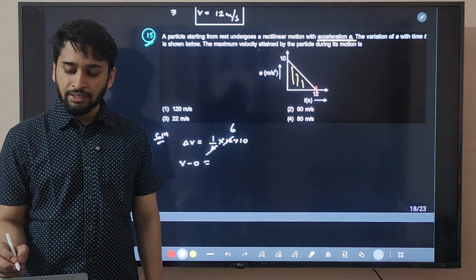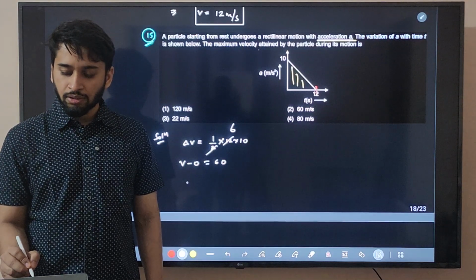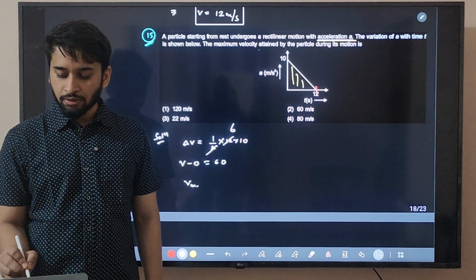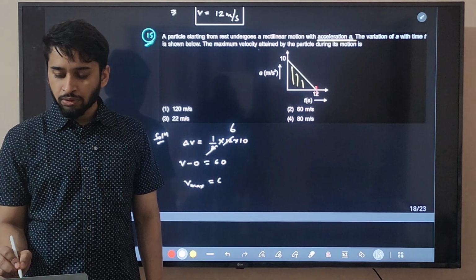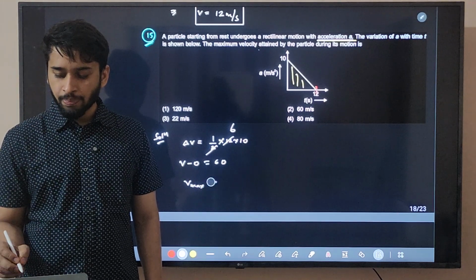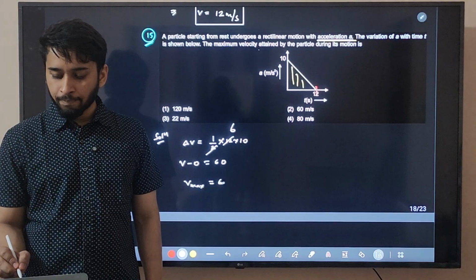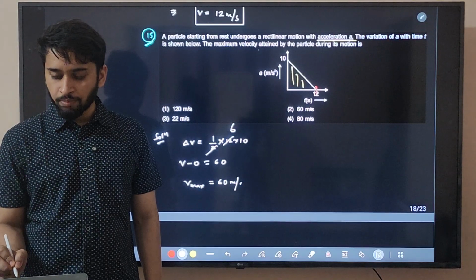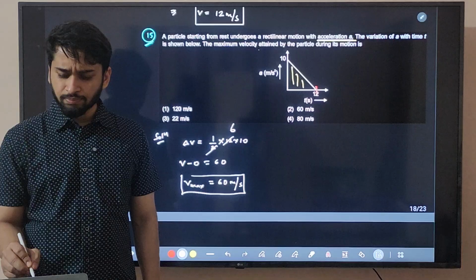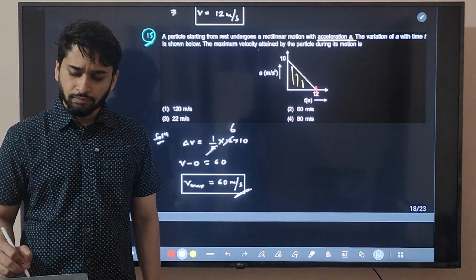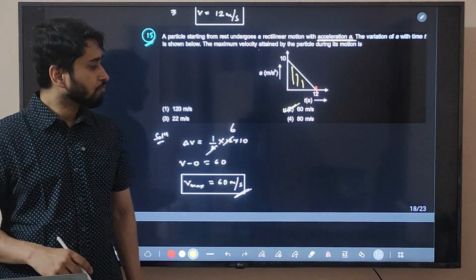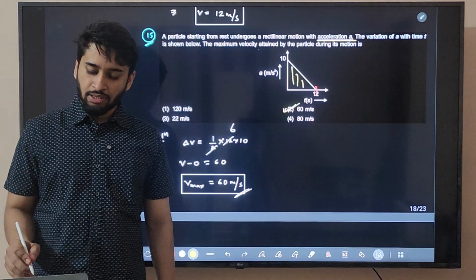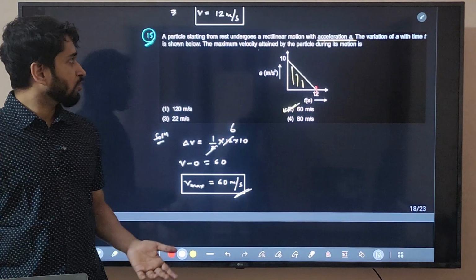So this becomes 6, that will be 6t. So Vmax will come out equal to 60 meter per second, right? Okay, great, clear. Okay, let us go for the next one.